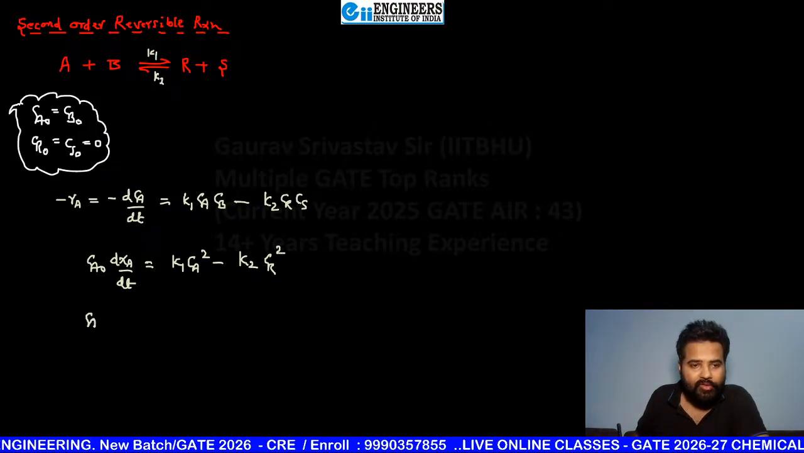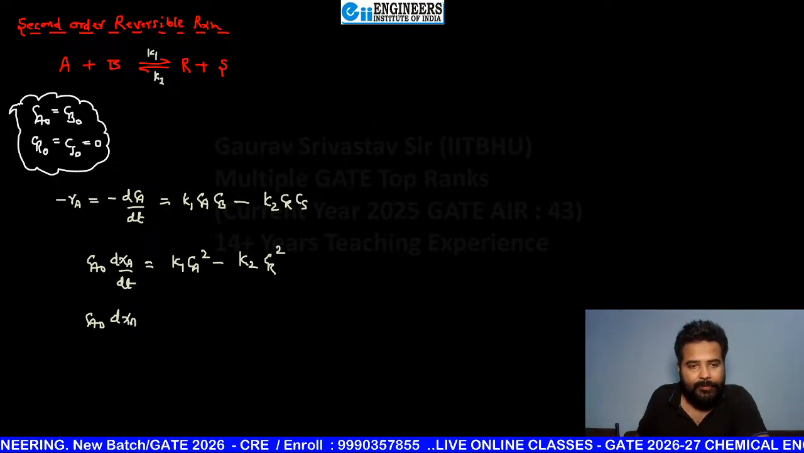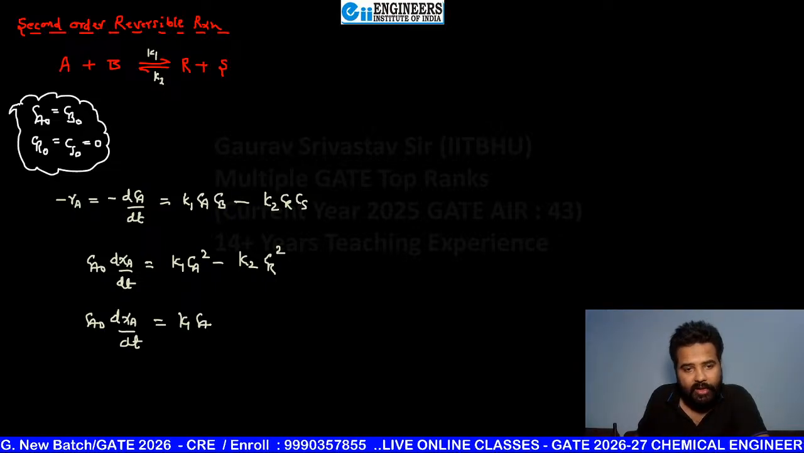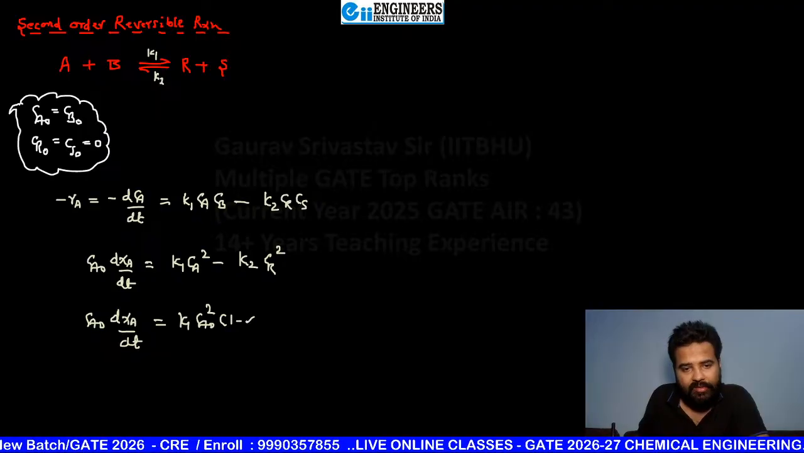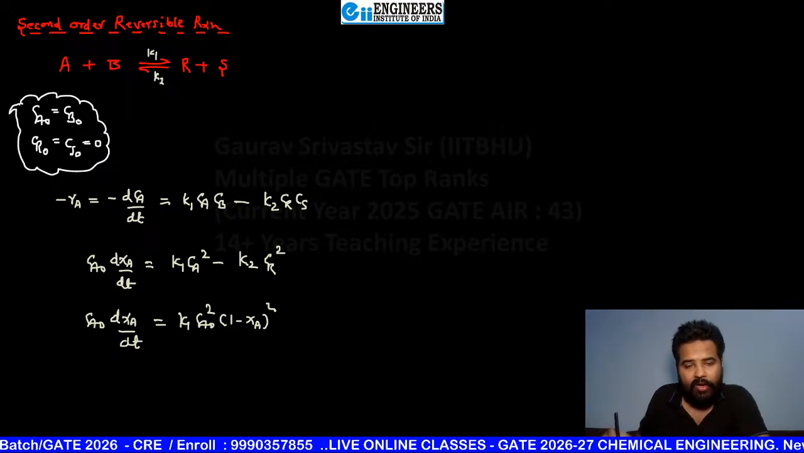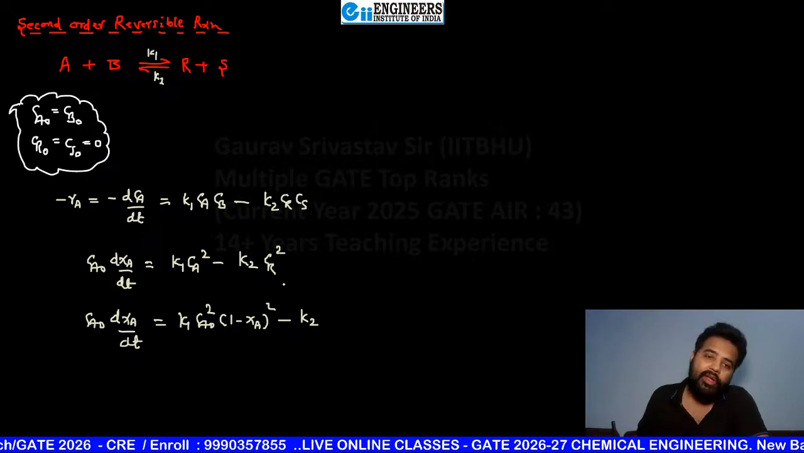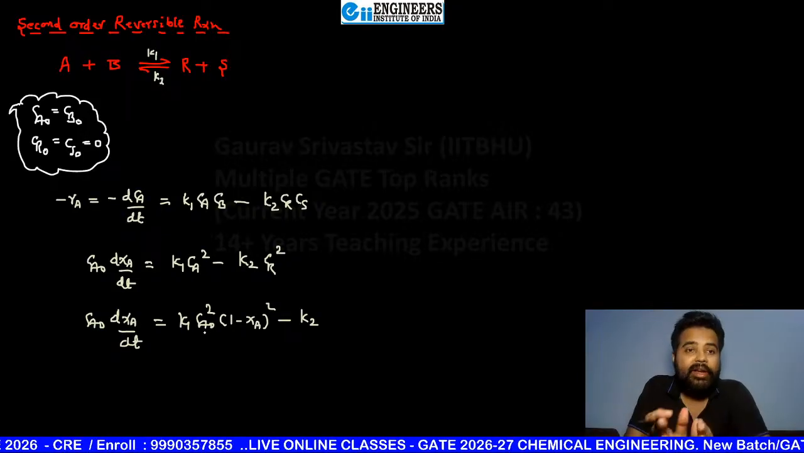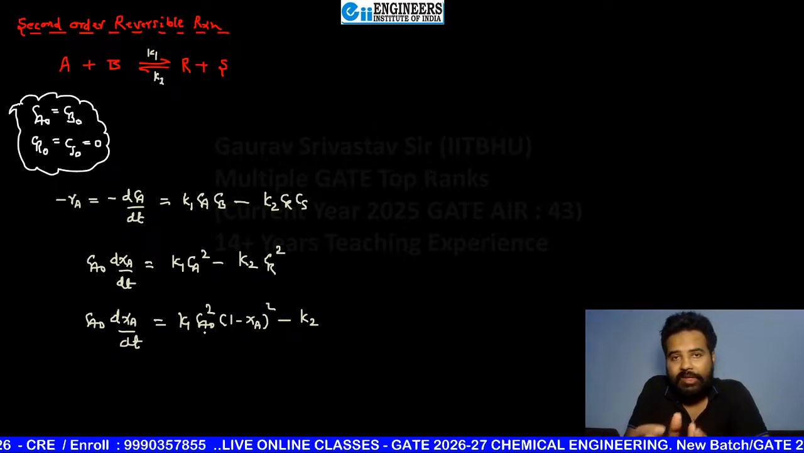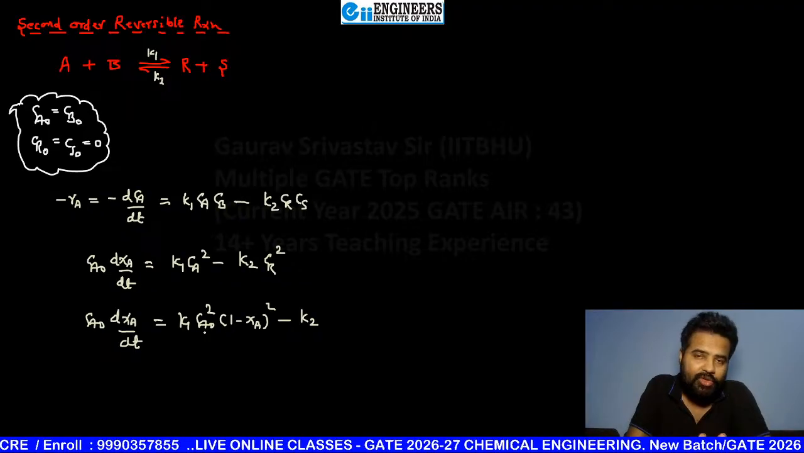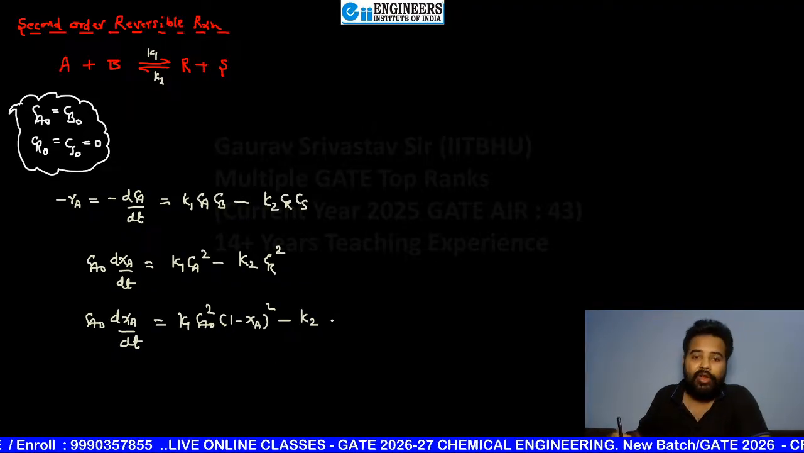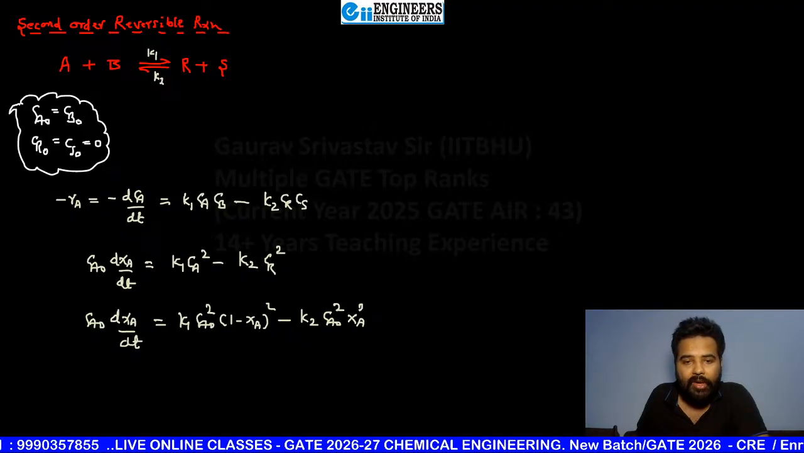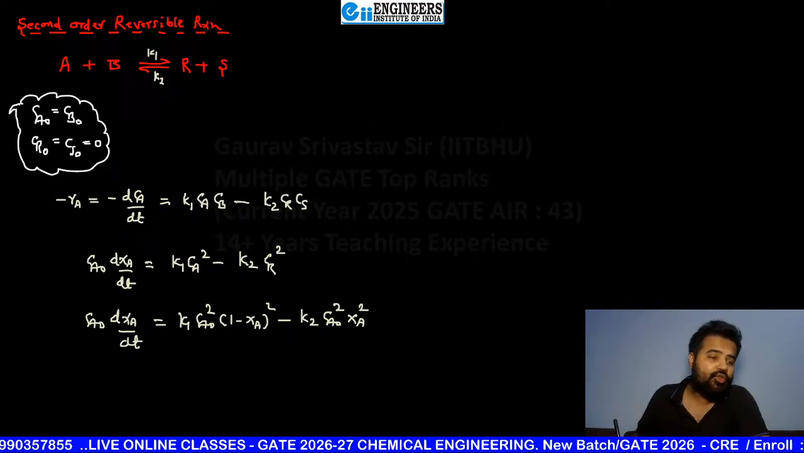Now further moving, ca naught dxa by dt, now you can write here k1 ca naught square into (1 minus xa) whole square, and here my dear students you can write k2. And if a consumed is ca naught xa, then definitely r will be formed, ca naught xa, as well as s will form the same, ca naught xa. So ca naught xa, ca naught xa, so here my dear students you can write ca naught square xa square. Okay, is it crystal clear to all of you?